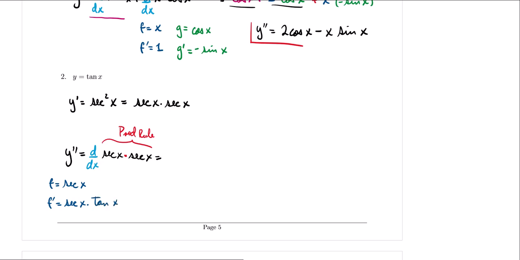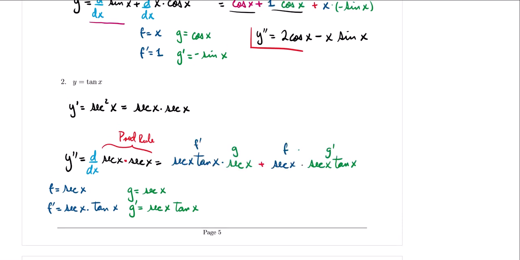Now, because the g function in this case is also another secant, then we just go ahead and repeat the derivatives. So g prime is going to be equal to secant of x times tangent of x. All right, so putting everything together here, and again, using the product rule, we're going to get secant of x times the tangent of x times the secant of x plus another secant of x times a secant of x times tangent of x, which we can go ahead and simplify here as 2 times, let's see, a secant times a secant is going to be a secant squared of x times tangent of x. And there we go. We're done here with our second derivative for the tangent function.